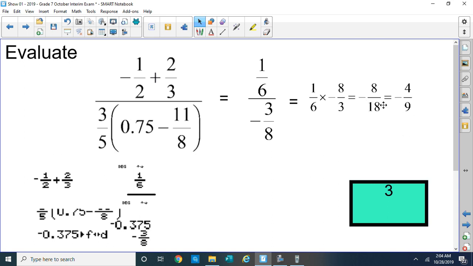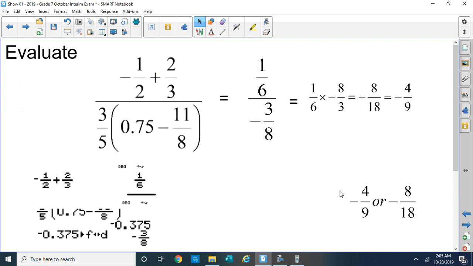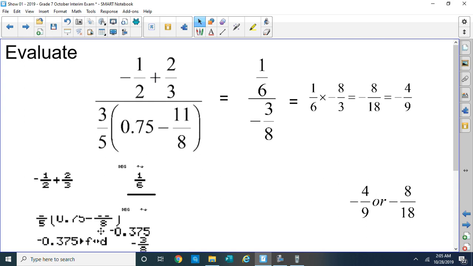We can use either one of these answers because it didn't say simplify to lowest terms, but we usually like to do that as well. So our answer would be negative 4/9 simplified to lowest terms, or we can use negative 8 over 18. So that was a tough problem. I hope you got it and understood what we had to do to get that.